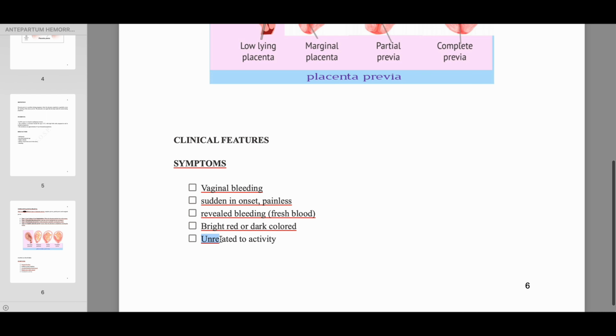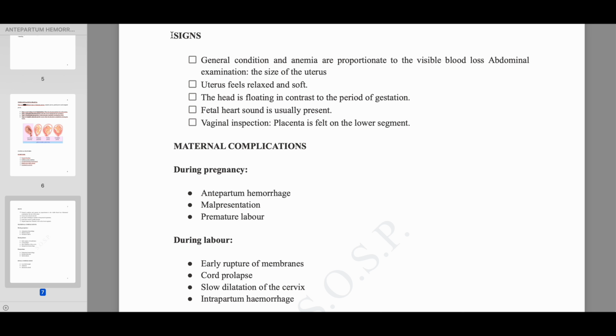Next is unrelated to activity. Maybe the mother is not doing anything, and still there is bleeding. So this may be the condition also. So we have covered the symptoms. Now moving to the signs of placenta previa.